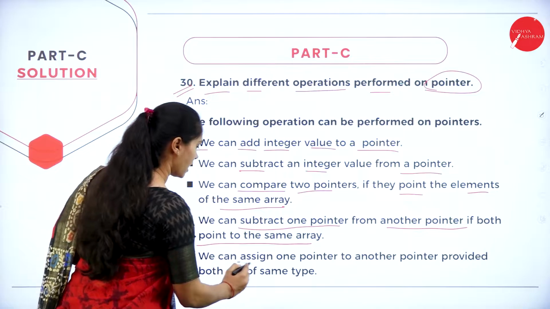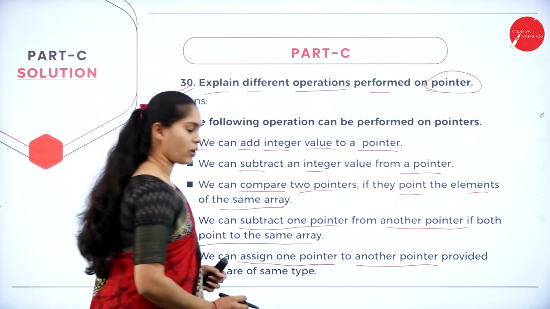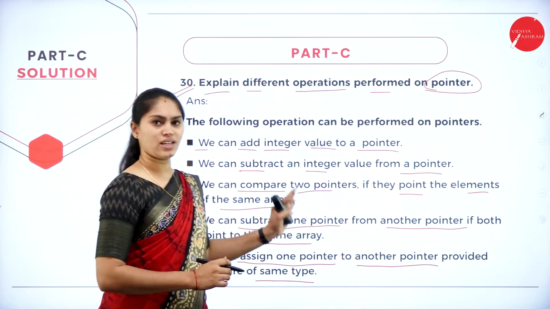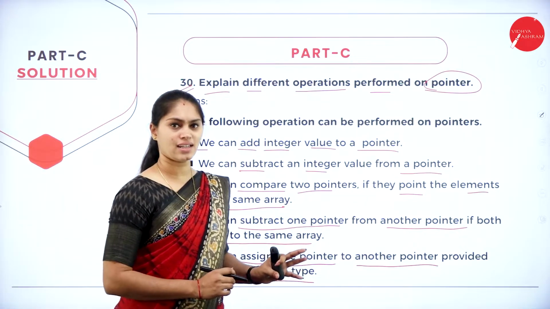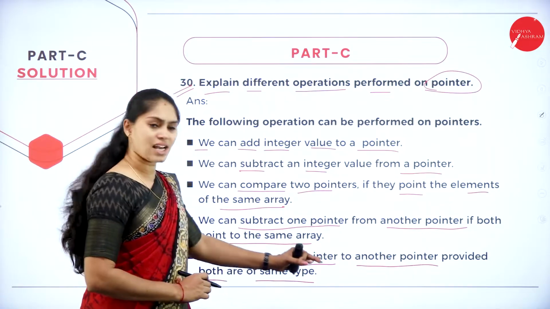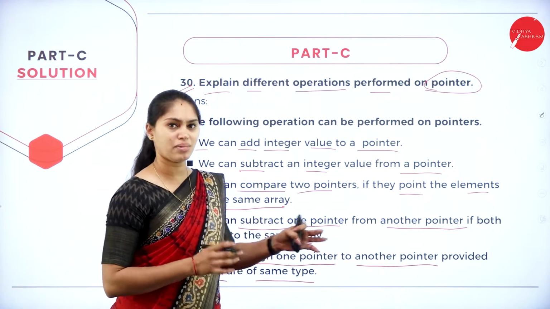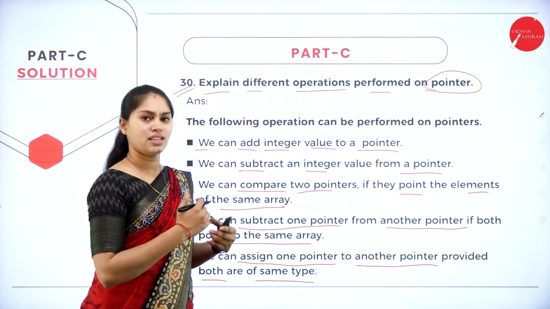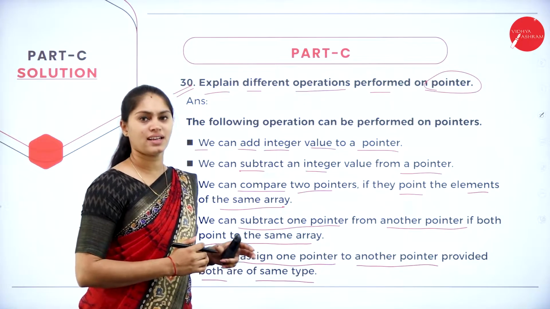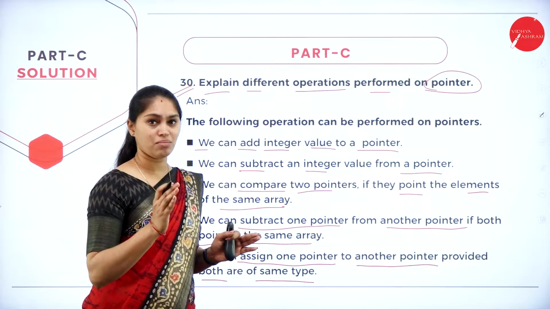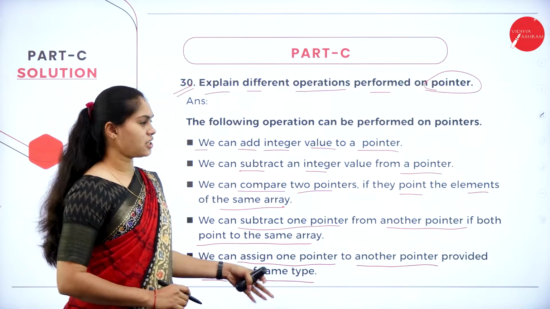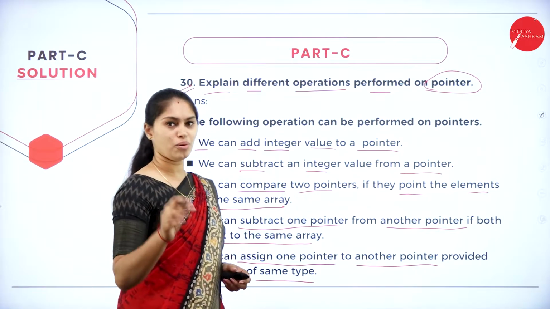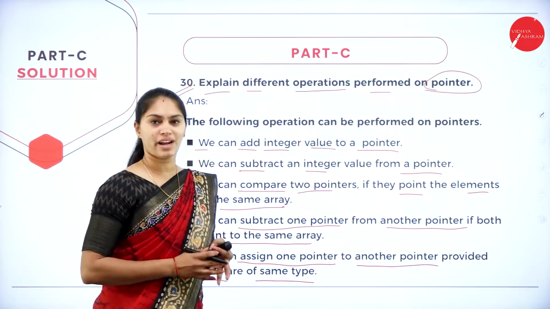Next, we can assign one pointer to another pointer, provided both are of the same type. If one pointer is integer type and another pointer is character type, I cannot make an assignment. But if both have the same data type, then I can assign; this value will be assigned to this pointer. One pointer can be assigned to another pointer if both have the same data type. Okay, so these are the operations which are possible to perform with a pointer. I hope it will be very useful for you in order to write the answer.